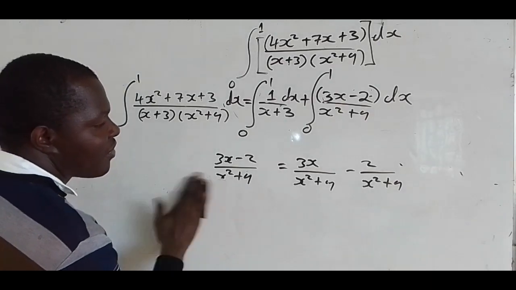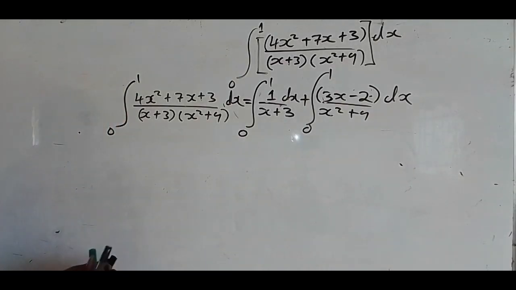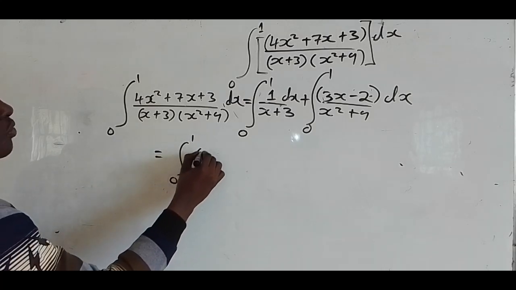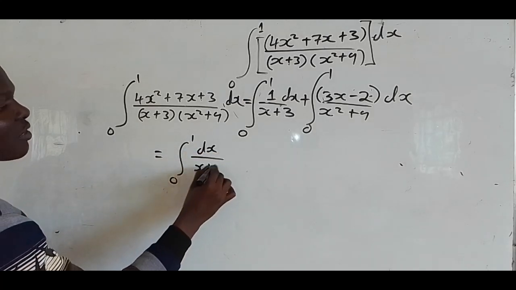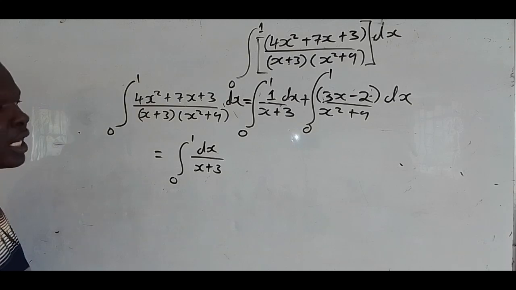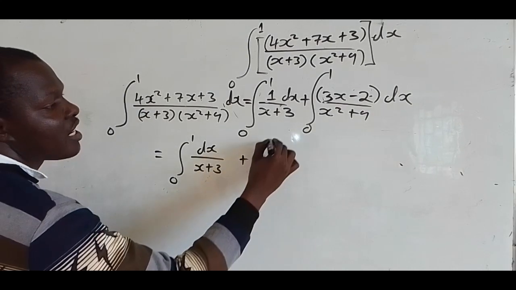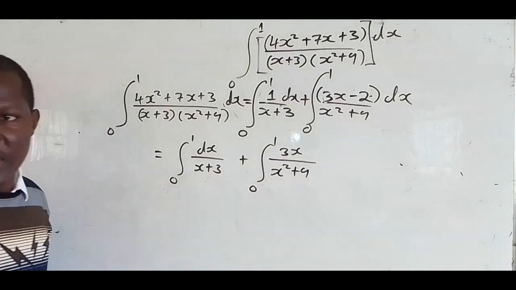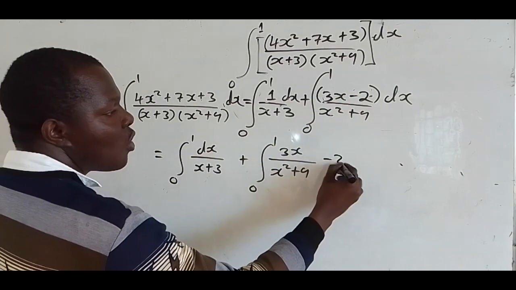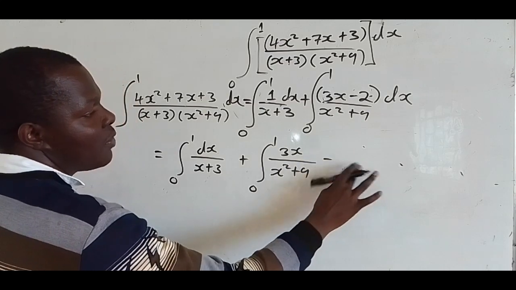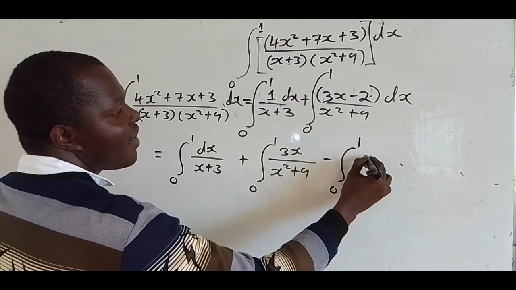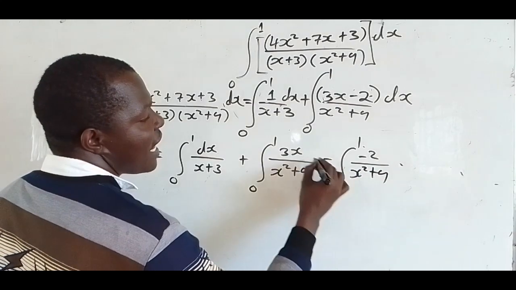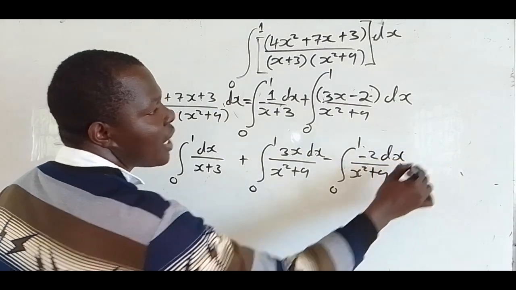So can you now separate that? If you separate it, what are you going to get? The first one remains the way it is: the integral of dx over x plus 3. Then the next one is plus, integrating from 0 to 1, 3x over x squared plus 9. Then the next one is minus 2 over x squared plus 9, from 0 to 1. And remember everything with respect to x.